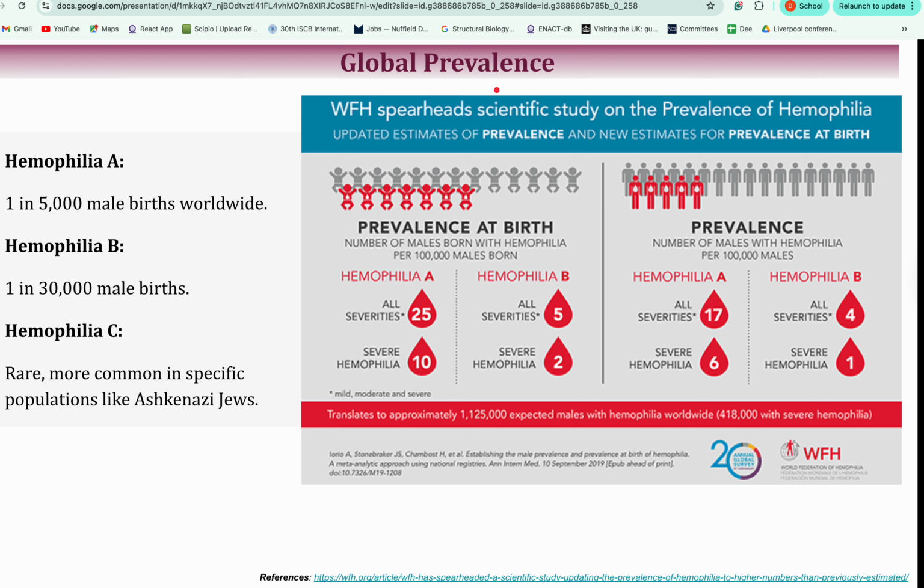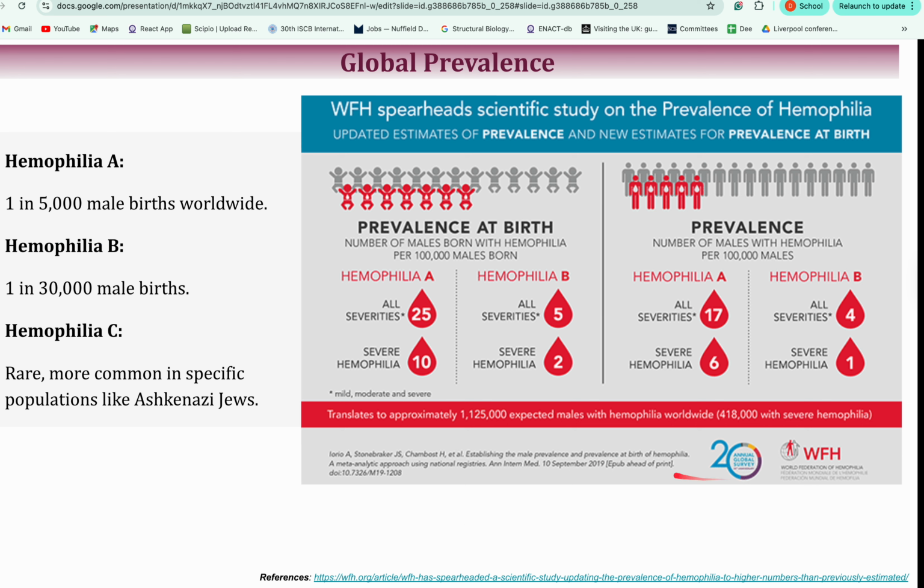So if we talk about the global prevalence, then hemophilia A is observed in 1 in 5,000 male births worldwide. Hemophilia B, 1 in 30,000 male births. Hemophilia C is rare and more common in specific populations like Ashkenazi Jews. So majorly the hemophilia which is observed is hemophilia A, followed by hemophilia B.